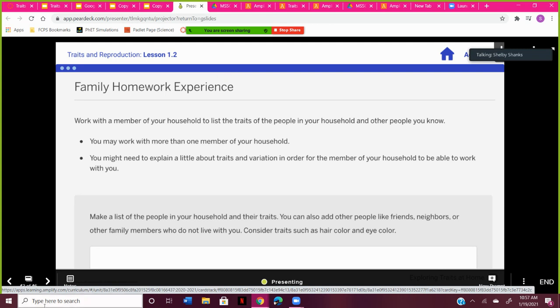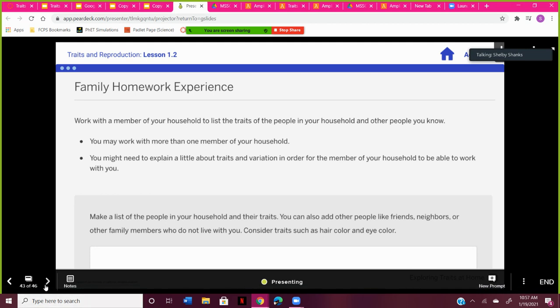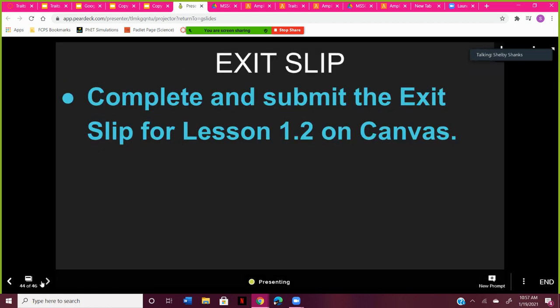So our traits are blue eyes, brown eyes, hazel eyes, green eyes. Blonde hair, brown hair. Those are our traits. The last thing I want you to do after you complete the family homework is to complete and submit the exit slip for lesson 1.2 on Canvas.